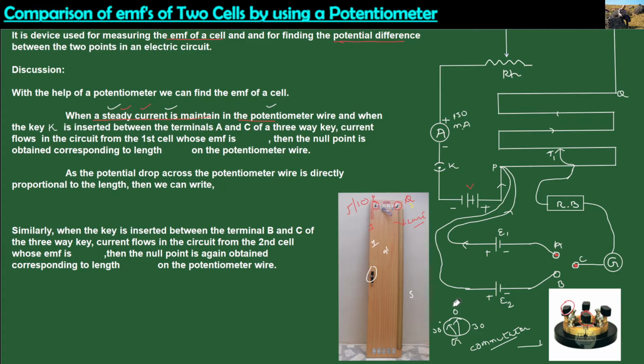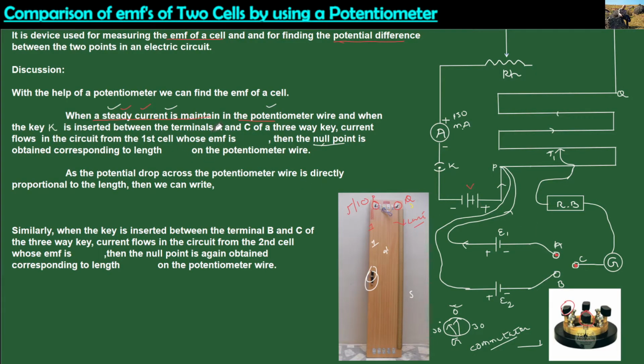We have to find that point within the meter bridge wire by sliding this jockey such that it gives us 0 deflection on the galvanometer. That 0 deflection on the galvanometer is described as the null point, and the length corresponding to the null point is known as the balance length. Okay? Balance length.